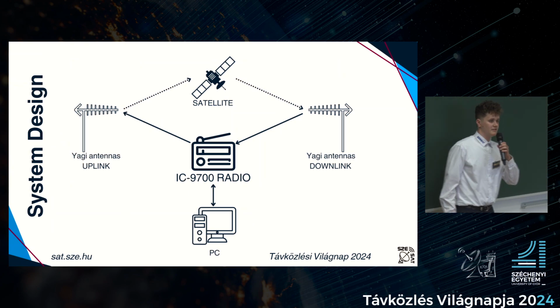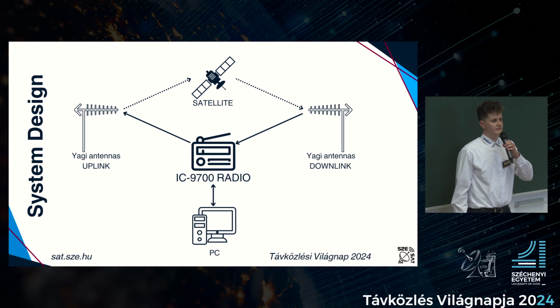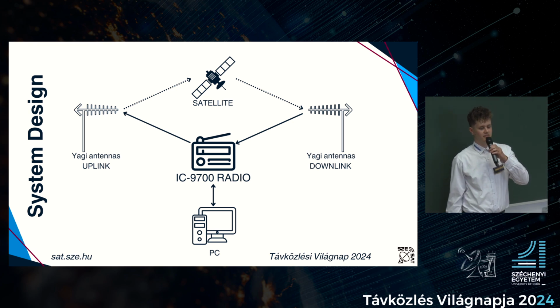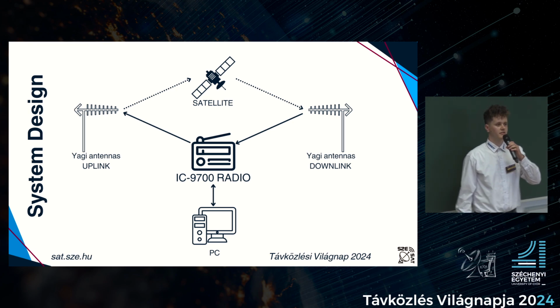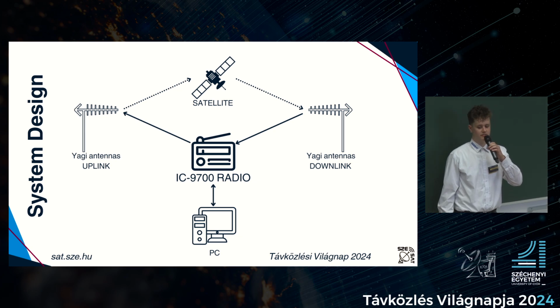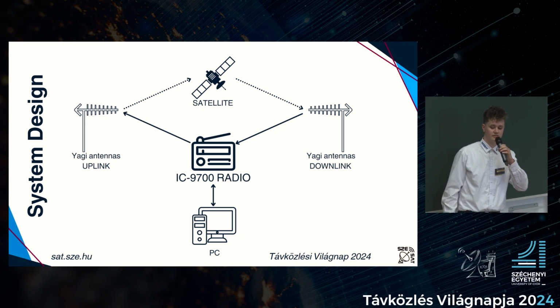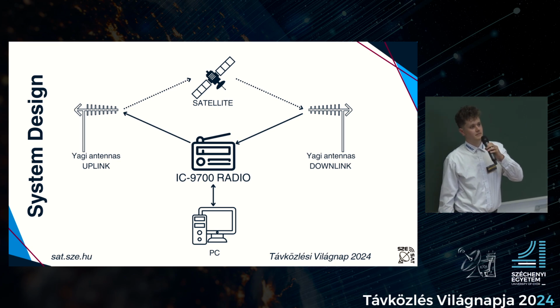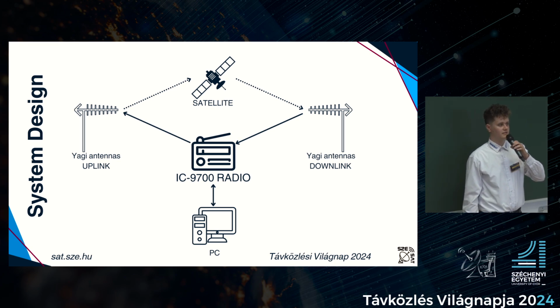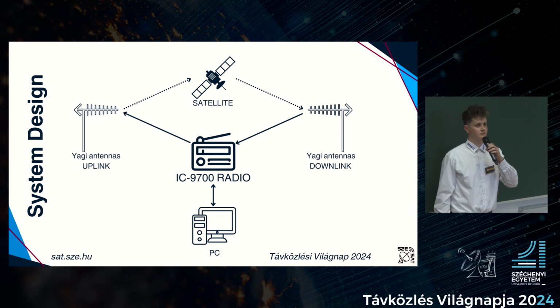As we have spoken about before, we will need to use two different frequencies. This is why we don't have only one radio and one antenna, but two antennas for both uplink and downlink. This way we can communicate with other satellites also, and not only the International Space Station.